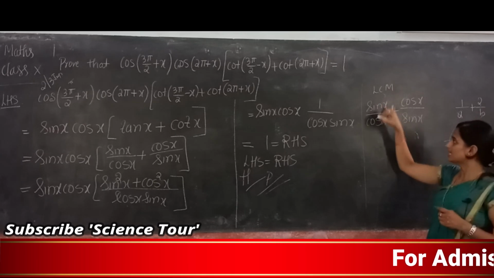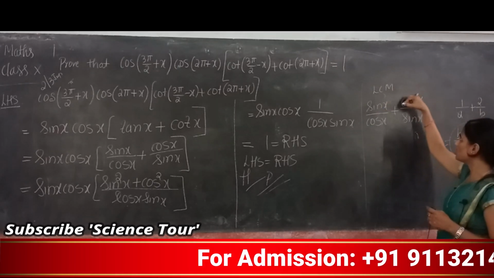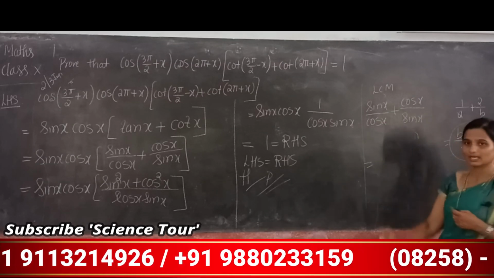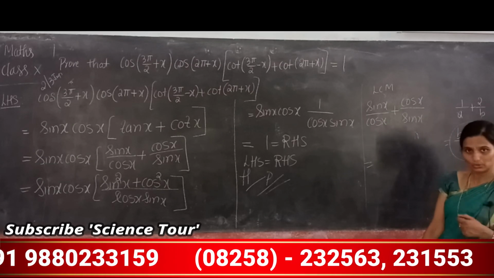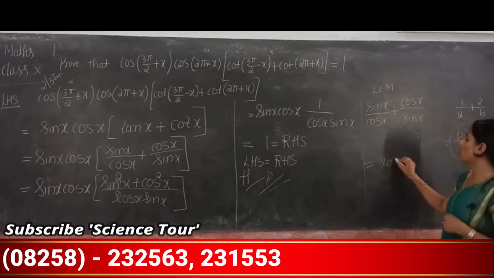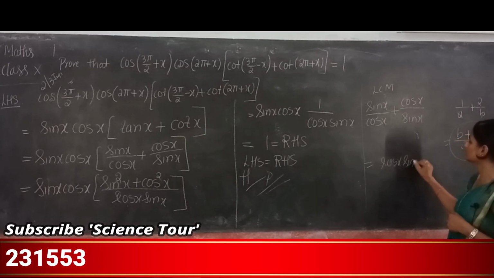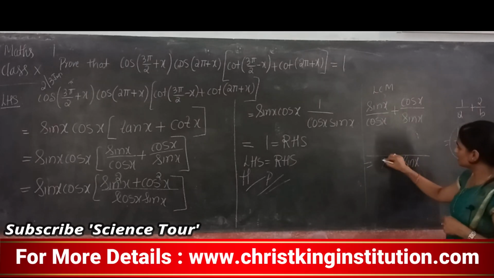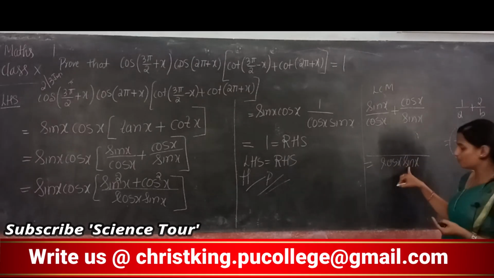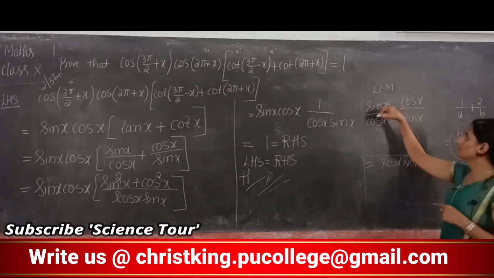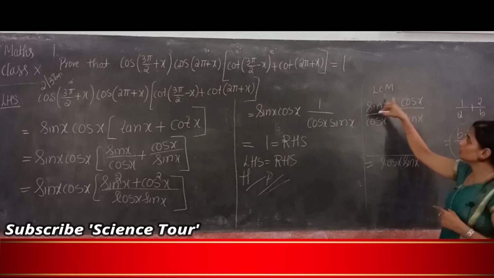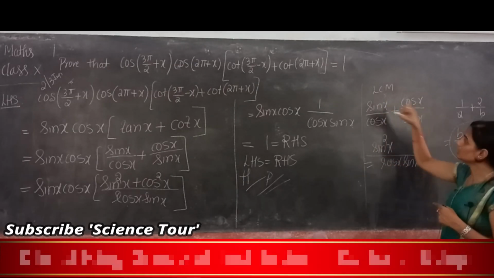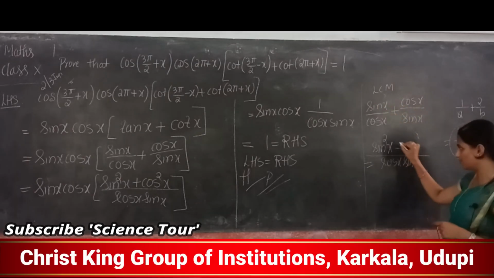Similarly here, sin x divided by cos x plus cos x divided by sin x. So the denominator is what? Cos x and sin x. Is there any common factor here? No. So the LCM is what? Cos x into sin x itself. Now the numerator, how to get it? Assume cos x and this cos x get cancelled. What is left here? Sin x. That multiplies to here. So sin x into sin x is what? It is sin square x, plus.